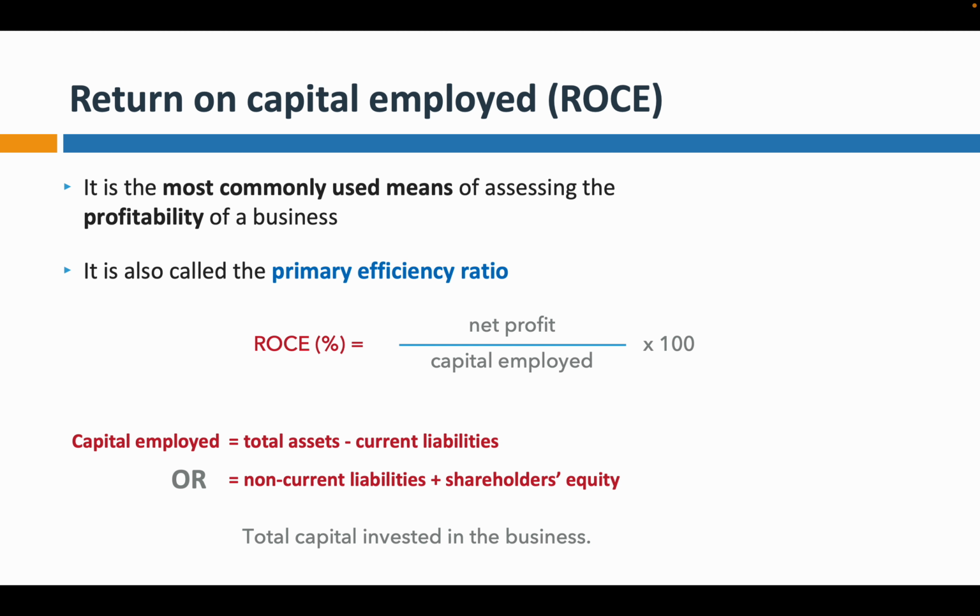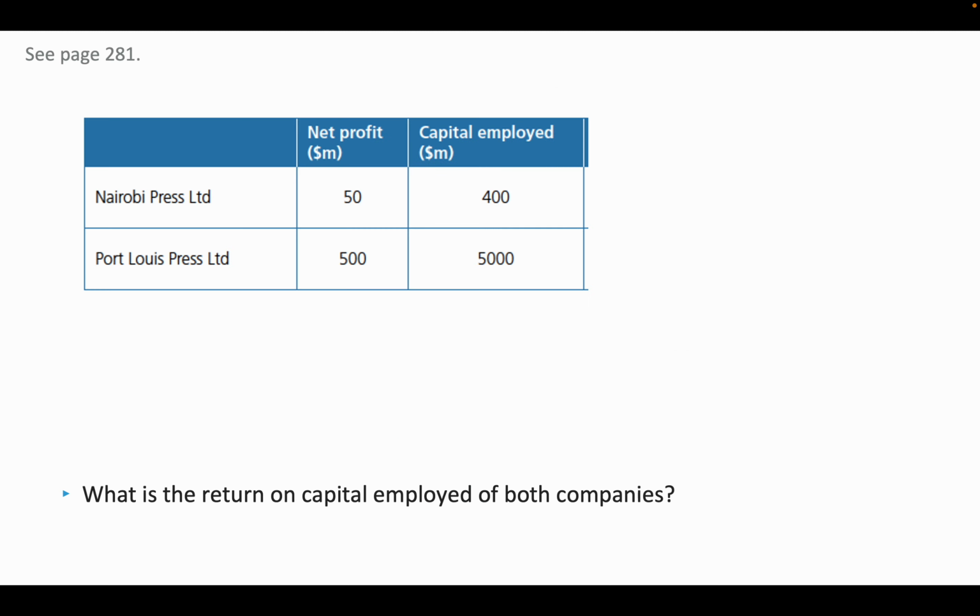Yeah, so here are some additional definitions of what it means. The capital employed is the total capital invested in the business. And again, we should look at an example. Looking at the example of Nairobi Press Ltd and Port Louis Press Ltd again, we see that their net profit values are very, very different. Also, their capital employed values are very different.